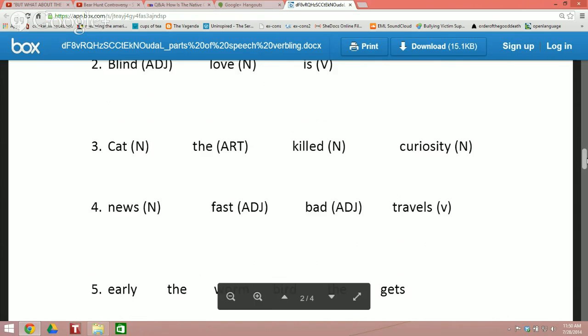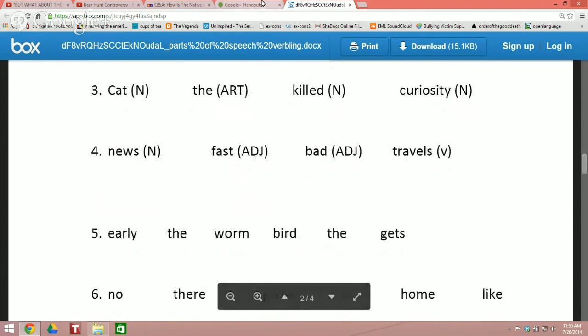All right. Number 3, Anna, go ahead and do this one for us. Okay. Curiosity killed the cat, or the curiosity killed cat. So which one is it? I'm not sure where I should put the.